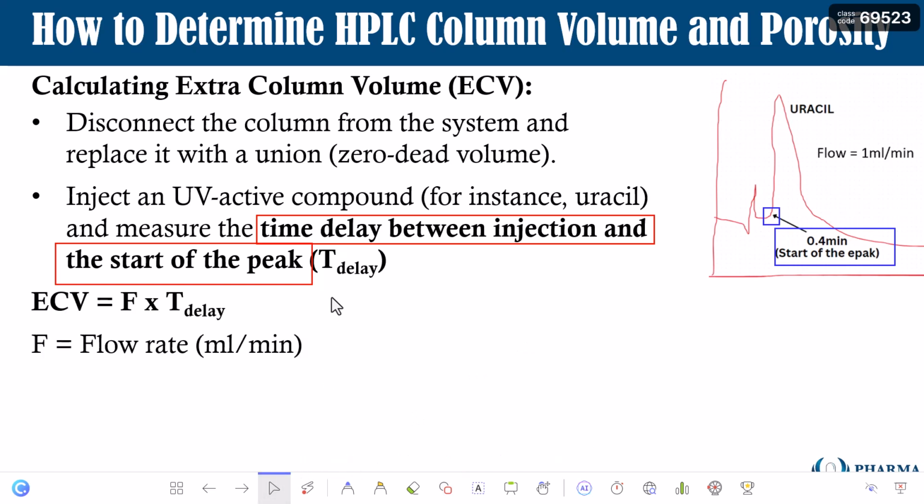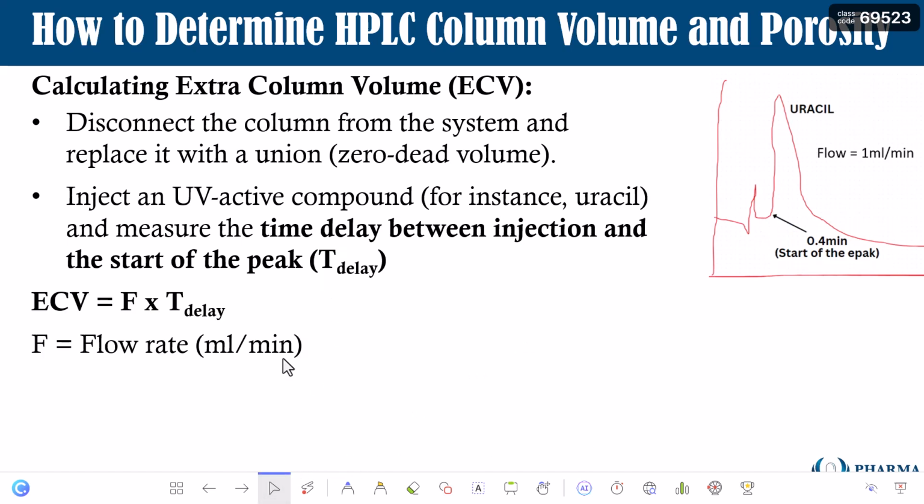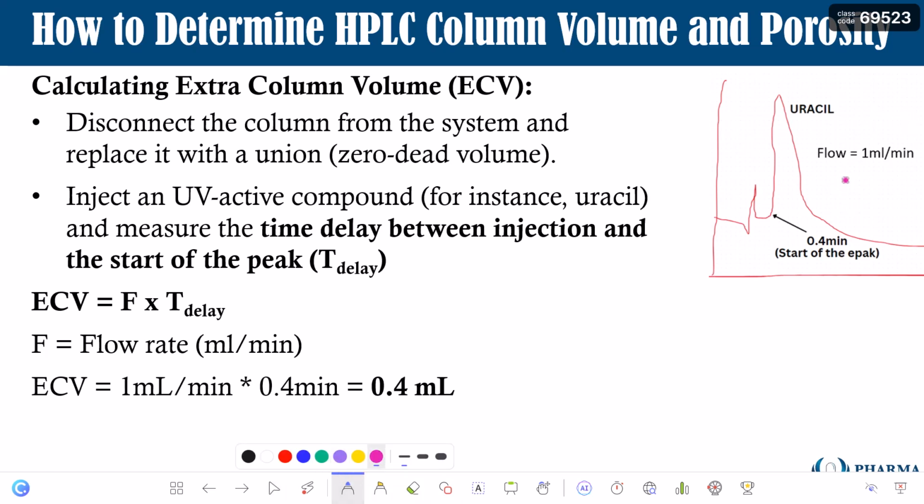So what is the calculation formula for extra column volume? It is flow rate into T delay, and flow rate is in ml per minute. If my flow rate is 1 ml per minute and my delay time is 0.4, then 1 ml per minute into 0.4 minute. The minutes get cancelled, and I will have 0.4 ml as my extra column volume.